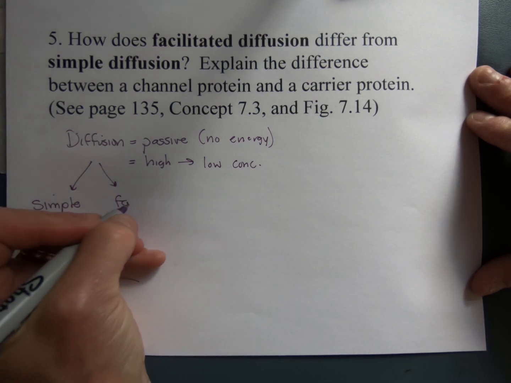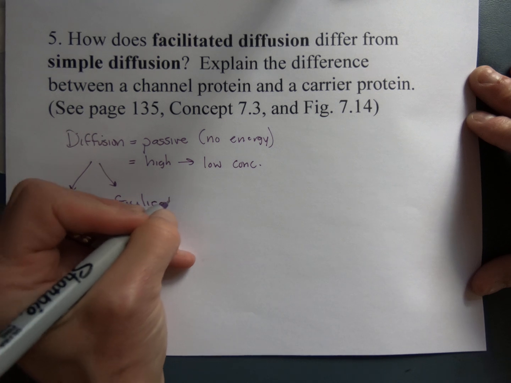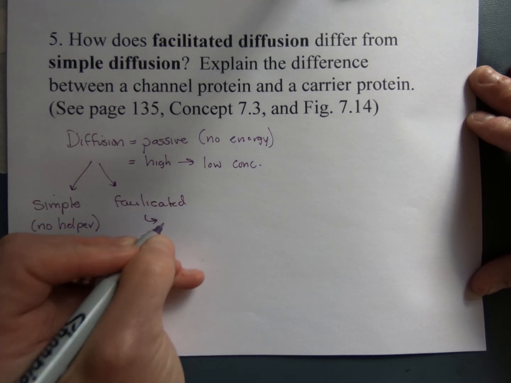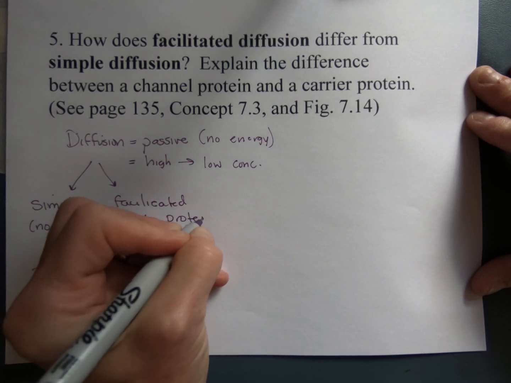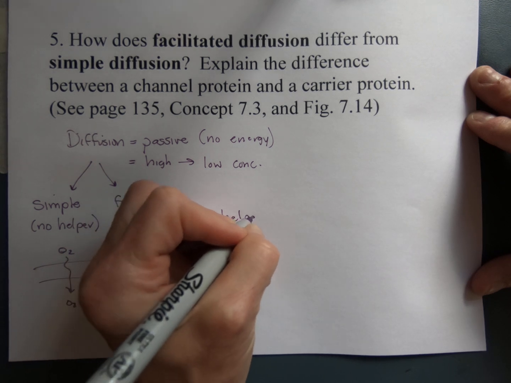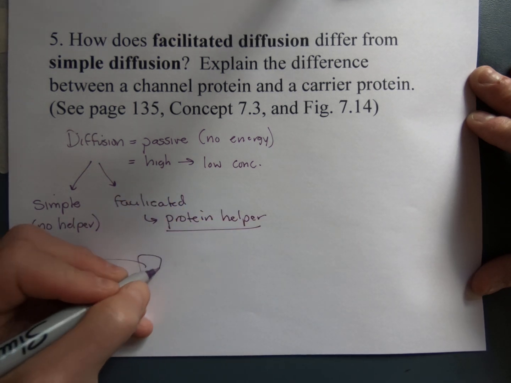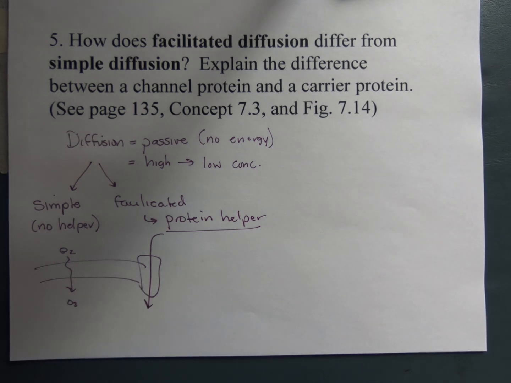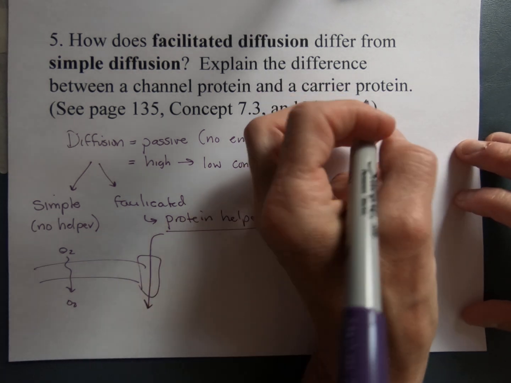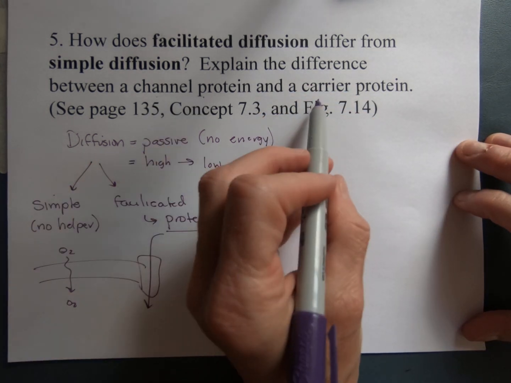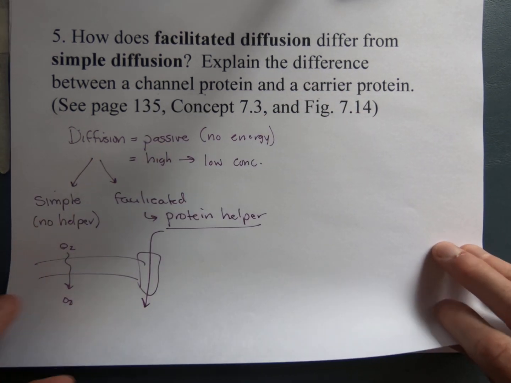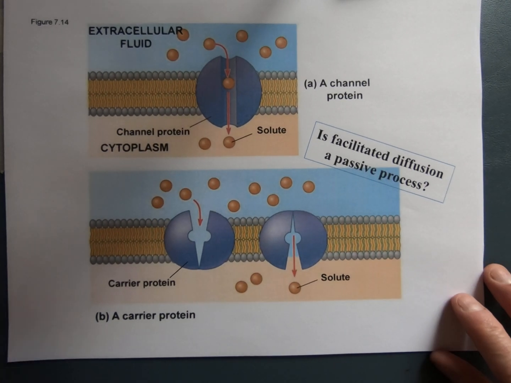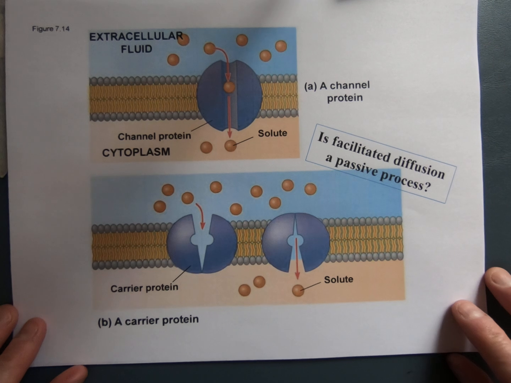And then facilitated diffusion. Facilitated requires a protein helper. That's the big difference. A protein helper that sits in the membrane that allows the molecule to cross the membrane, to diffuse down its concentration gradient. There are different kinds of protein helpers. One's called a channel protein. The other is called a carrier protein. Let's take a look at a diagram from our textbook that shows this.